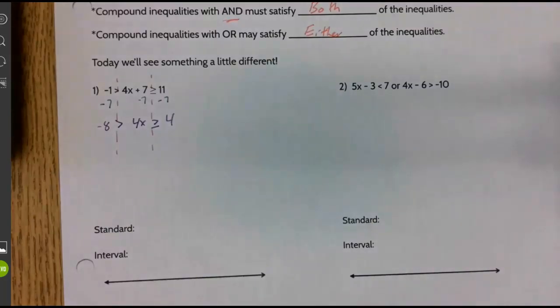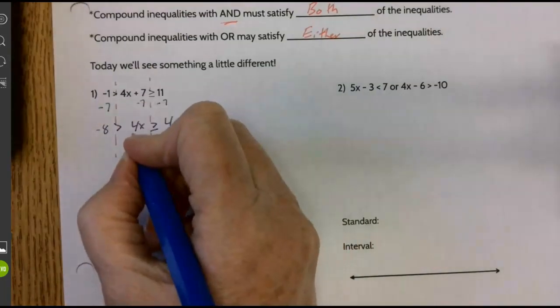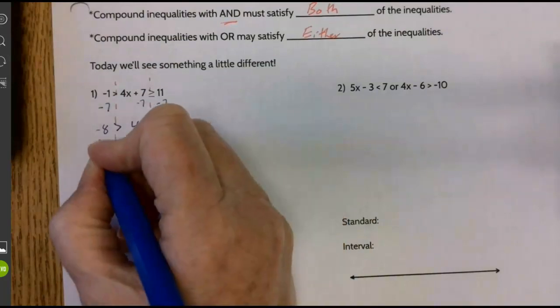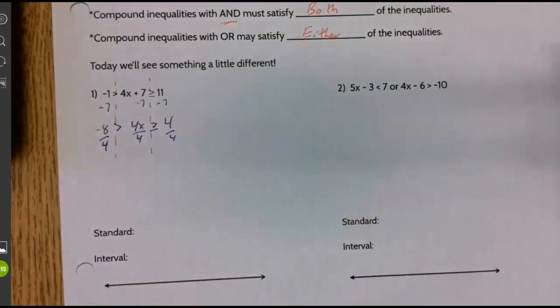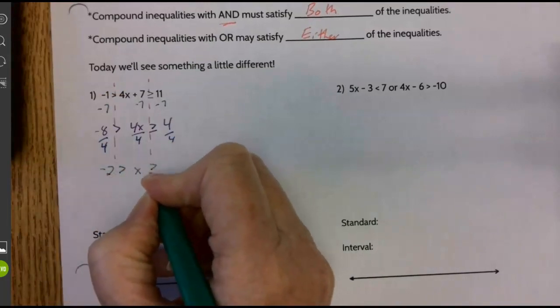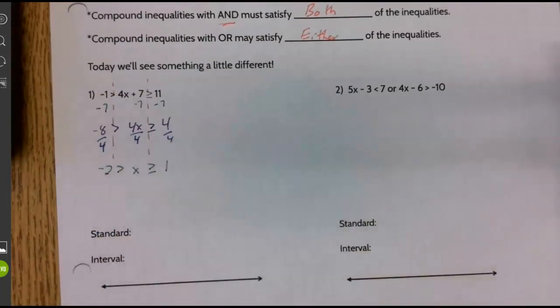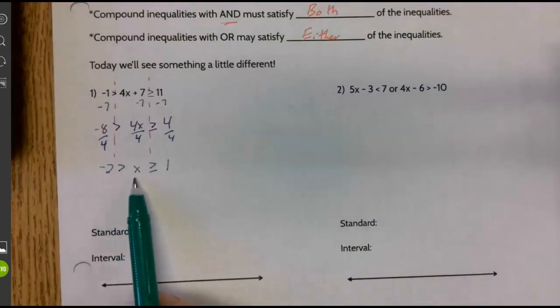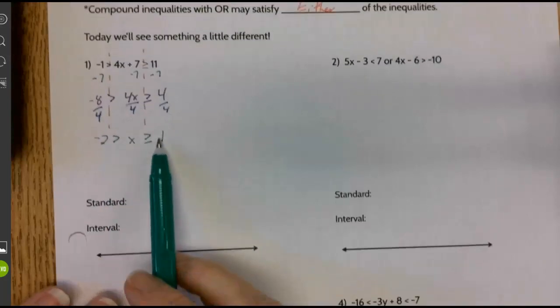Once again, we're going to do it to the different regions. So we divide by 4, divide by 4, divide by 4. And we get negative 2 is greater than x, which is greater than or equal to 1. Okay. Now, let's just think for a second on this one. Negative 2 is greater than x, which is greater than or equal to 1.